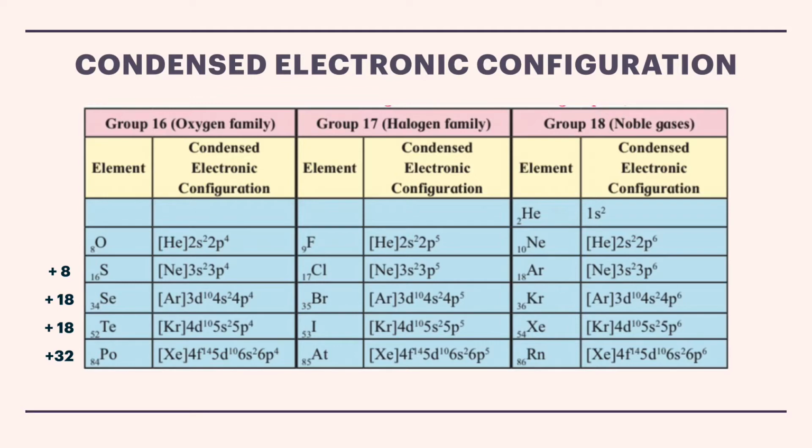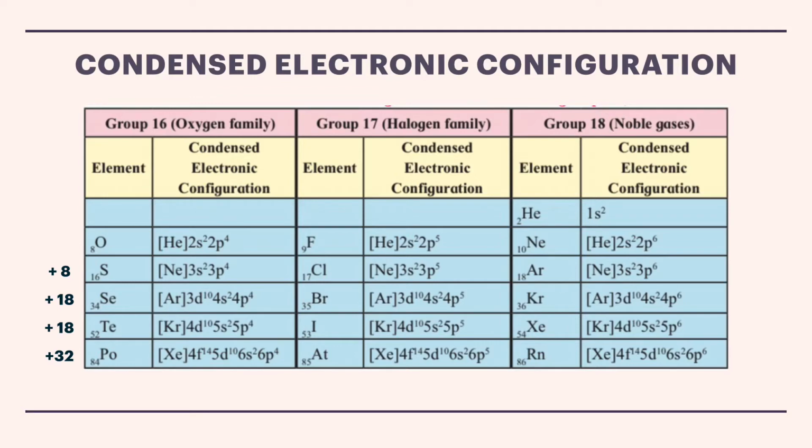Like for group 16 it is ns2 np4. So if I want to write down the first group element, that is for group 16, now I know which is the noble gas in each case. So oxygen, I'll start with helium: I'll write helium in square brackets and then 2s2 2p4. For the next element I'll just change the inert gas and the principal quantum number. So sulfur will be neon 3s2 3p4.